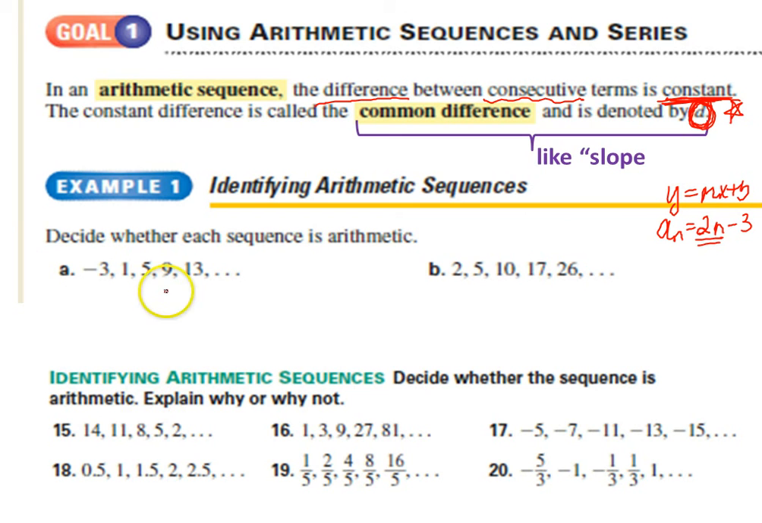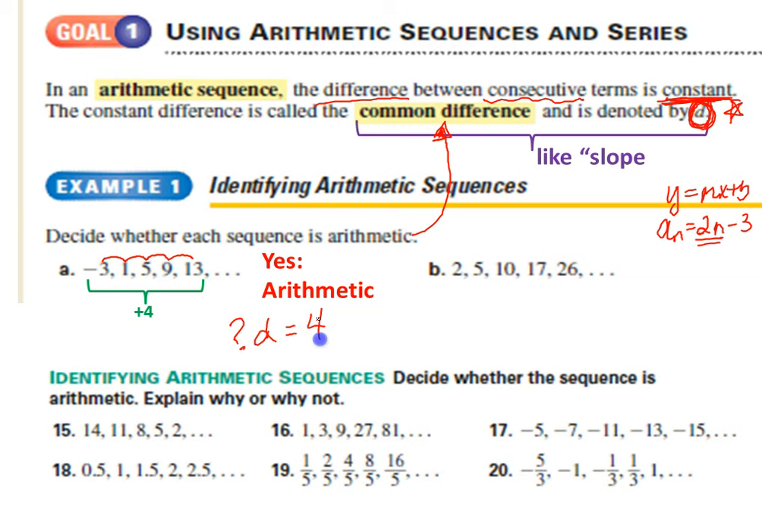Now, let's look at these examples down here. Decide whether the sequence is arithmetic or not. Well, what did we say? In order to be arithmetic, there has to be a common difference. So look at A, -3 to 1 to 5 to 9 to 13. What is happening as we go from term to term? We're going up by 4. Does it ever change? Is it ever not 4? No. Every single term goes up by 4. So is this arithmetic? Is there a common difference? Yes. And then if I asked you, what's d? What would you tell me? d would be 4.